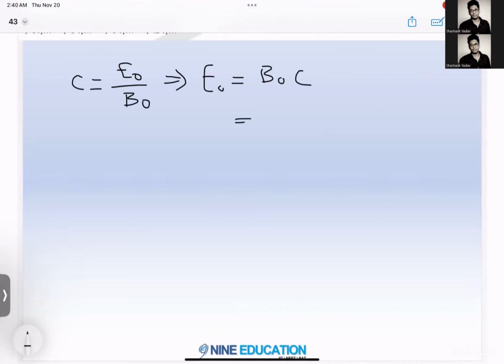B naught is given as 20 nanotesla. That means 20 into 10 power minus 9 into the speed of light, which is 3 into 10 power 8. This will give us how much? 60 into 10 power minus 1, that is 6. Therefore, the answer is 6 volt per meter.